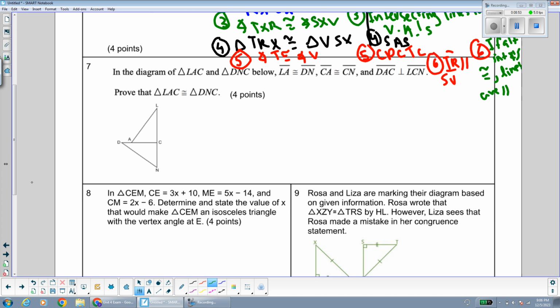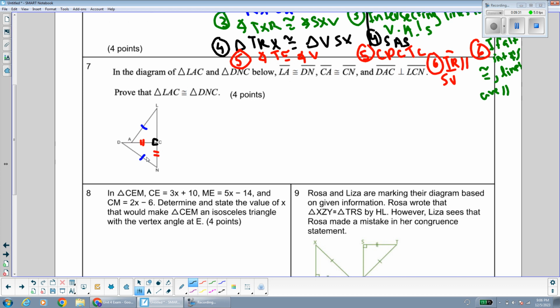Okay, next one. And this one, most of the stuff was given to you already. We have LA congruent to DN. We have CA congruent to CN. And we have line segment DAC perpendicular to line segment LCN. If they're perpendicular to each other, it means they form 90-degree angles. So I'm going to also put that in. And I'm going to stop because we already have enough information.